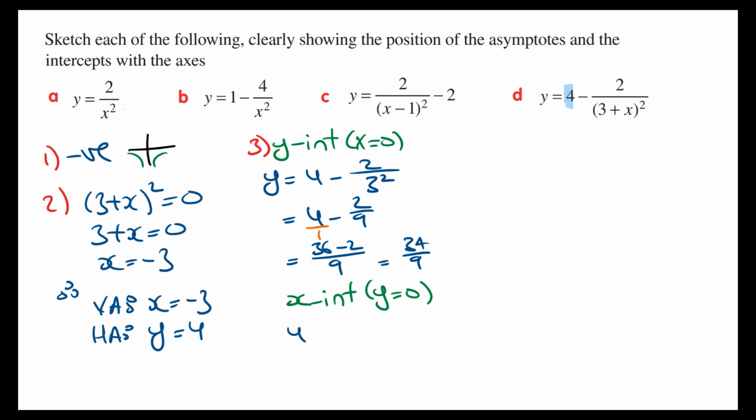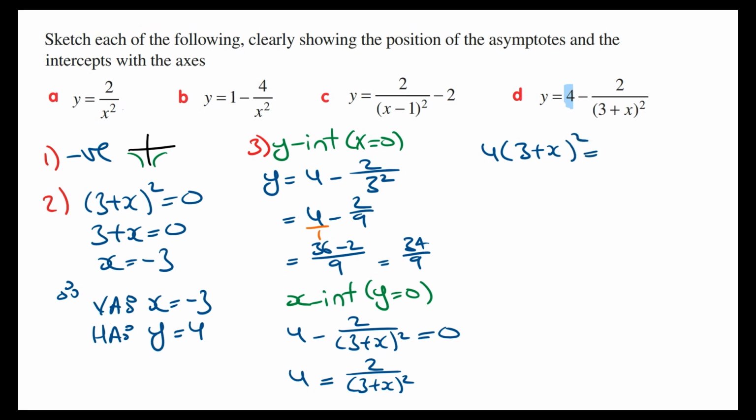And so we're going to get 4 minus 2 over (3 plus x) all squared is equal to 0. Moving the fraction to the right hand side, 4 is going to equal 2 over (3 plus x) all squared. Multiplying both sides by (3 plus x) all squared, we're going to get 4 times (3 plus x) all squared is equal to 2. Dividing both sides by 4, this is going to be (3 plus x) all squared is equal to 1 on 2.